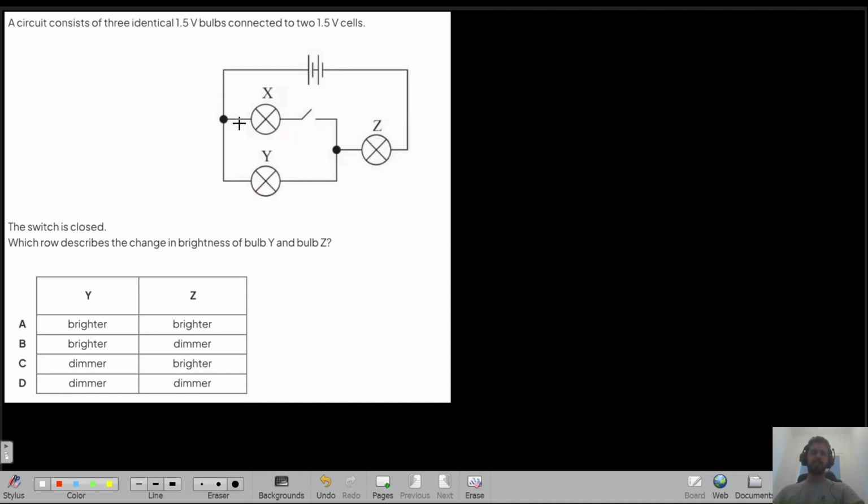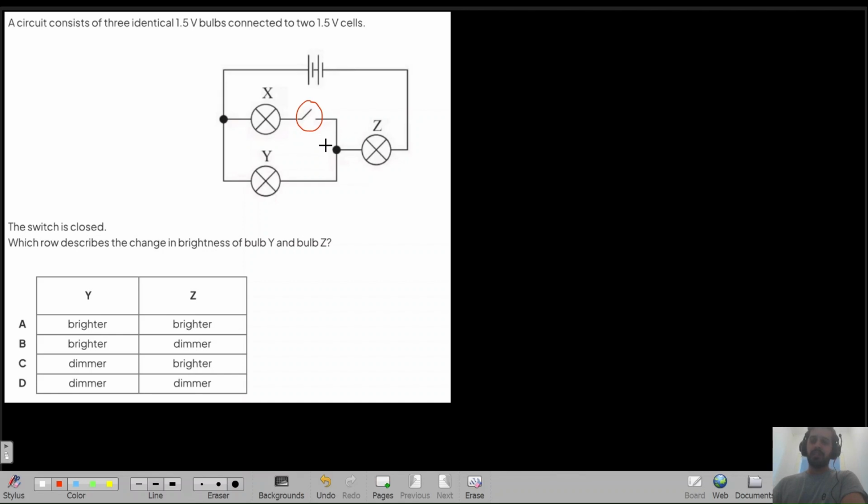The question is, a circuit consists of three identical 1.5 volt bulbs connected to two 1.5 volt cells. The switch is closed. Which row describes the change in brightness of bulb Y and bulb Z? So the question is that if we close this switch right here, how will the brightness of bulb Y and bulb Z change, right?